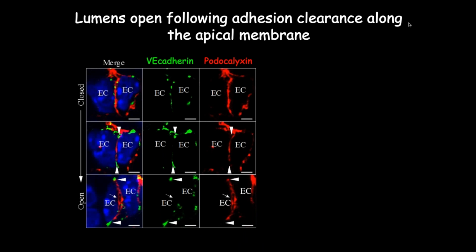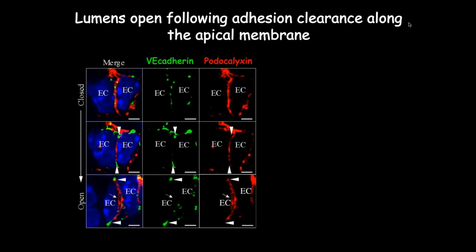I'm going to go ahead and just show you all the panels. And now what you're looking at in the top panels is the process of when the endothelial cells are adhered to each other. And as you go down, and you can see that labeled on the left-hand side, the closed lumens, or they've never opened, are starting to open. And so what they need to do at this point is clear those junctions. So in the middle column, you can see VE-cadherin in green. So we've kind of switched colors here.